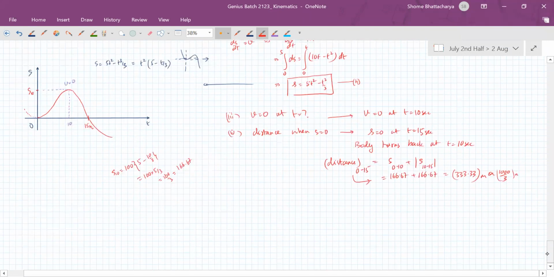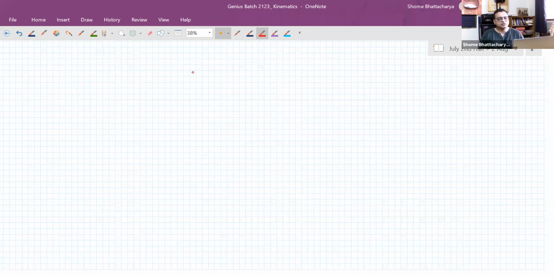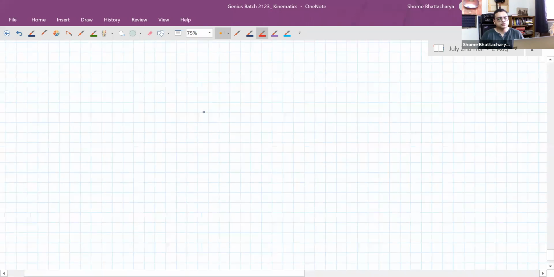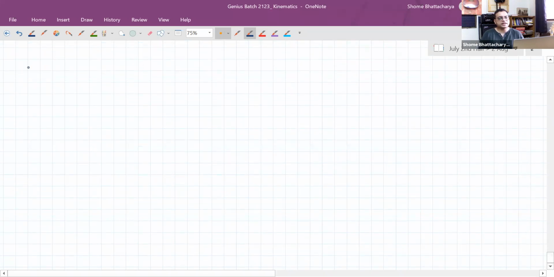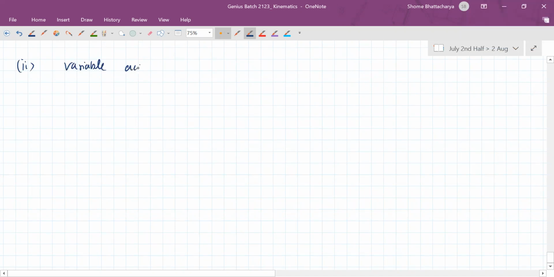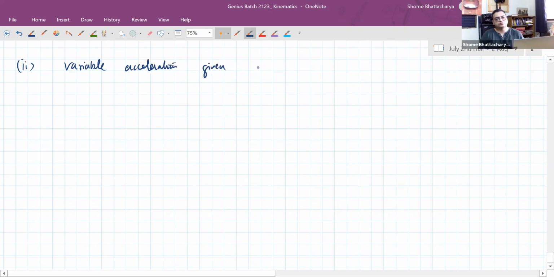Okay. Now another situation of variable acceleration, which we can come across. Now that's a little bit rare compared to this, because generally if acceleration is variable, it will be given as a function of time. But another situation could be that we have variable acceleration given as a function of either displacement or position.